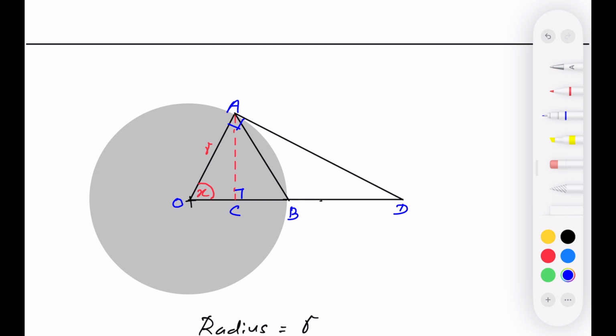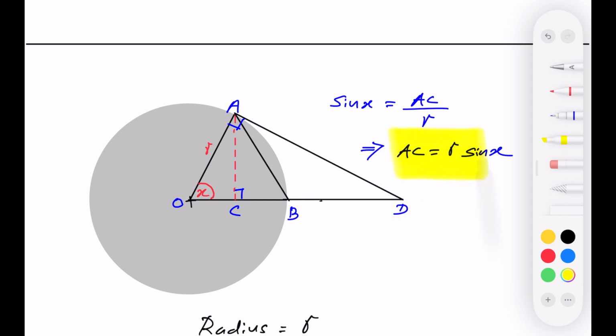Now if I write down an equation for sine x using the triangle OAC, we know that sine x is equal to opposite over hypotenuse. So the opposite is equal to AC, and the hypotenuse OA is equal to r. Therefore, from that I can find AC. From that we have AC being equal to r sine x. We are going to need that.